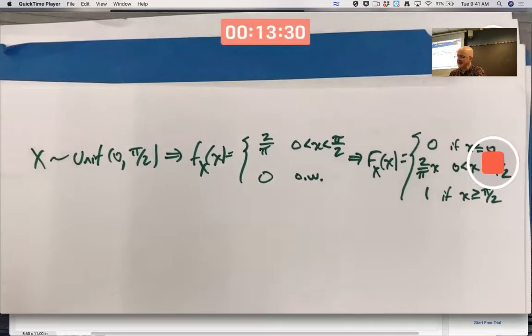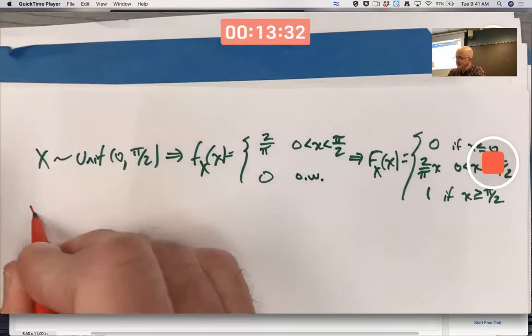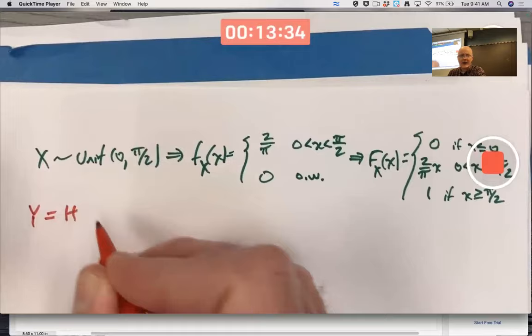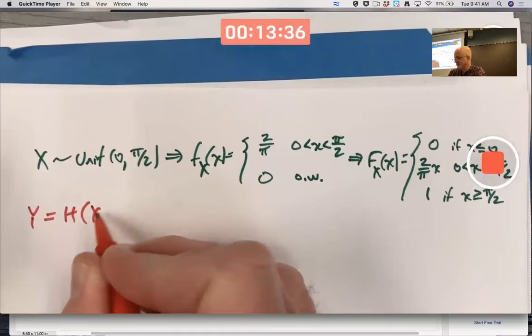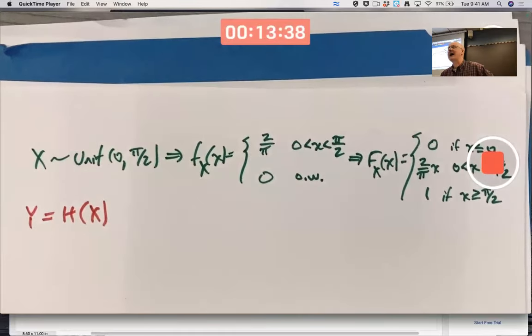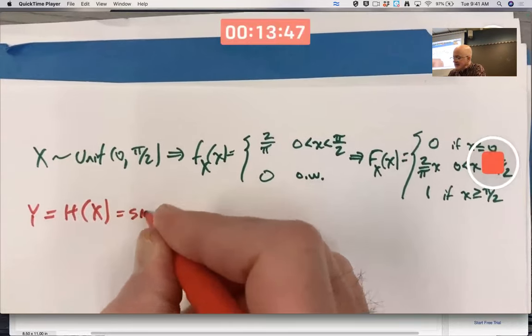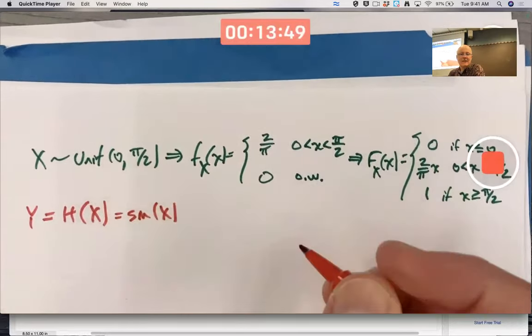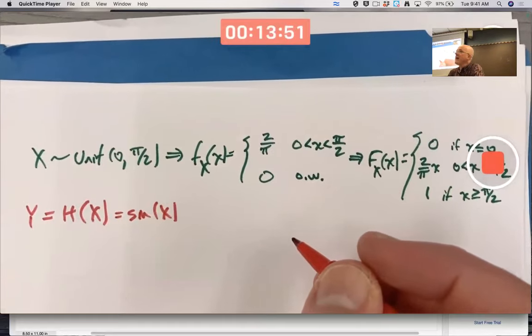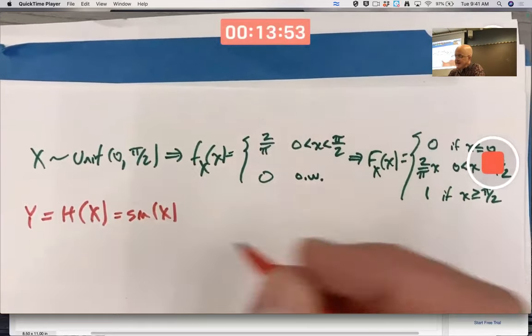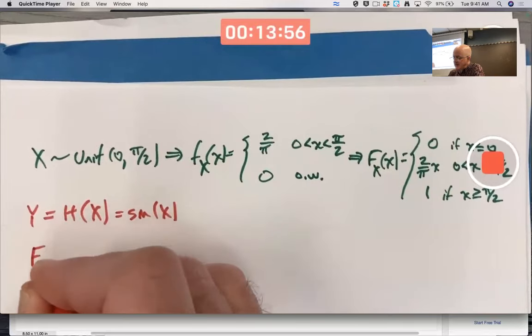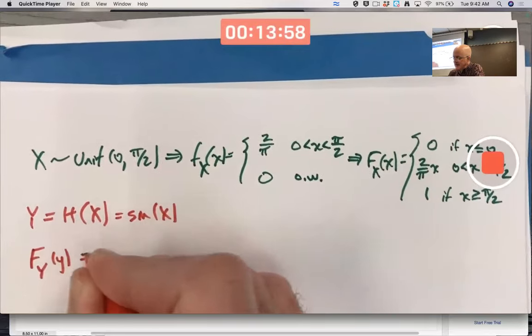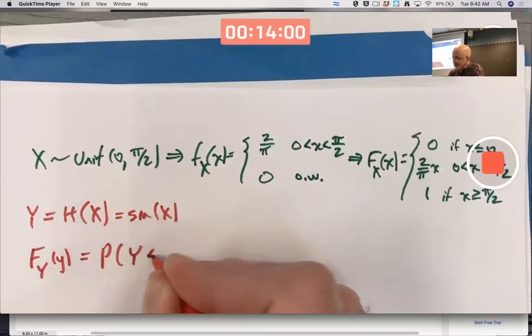Y is the sine of capital X by a transformation capital H. I called it capital H to kind of match the capital H in chapter 4 of the book in the expected value formula. Could have called it little h, but whatever. That's the sine of X. We want to find the PDF of Y. Use the CDF method. First find the CDF of Y and then differentiate it. As always, it's this.